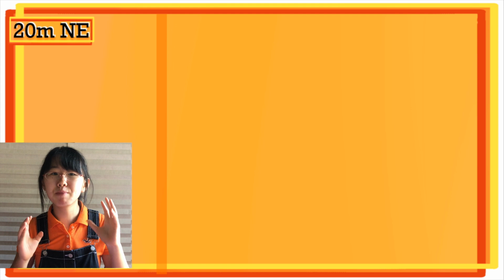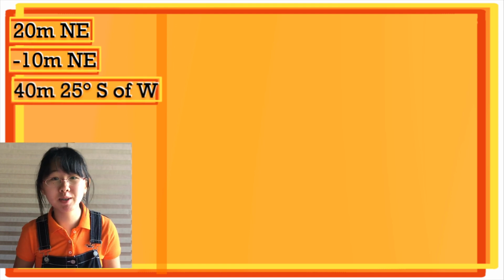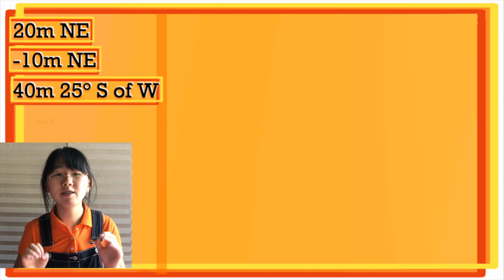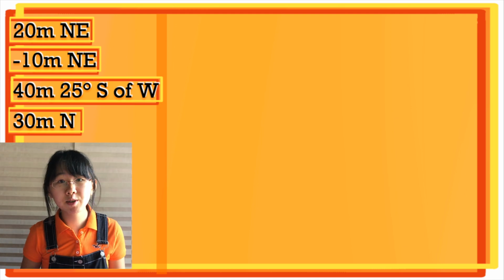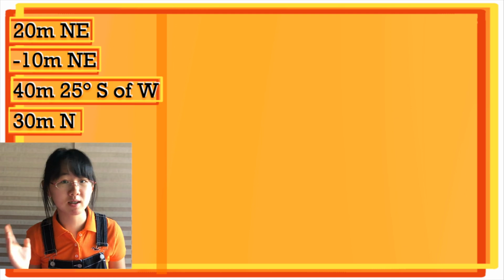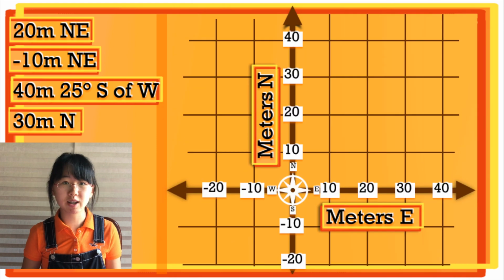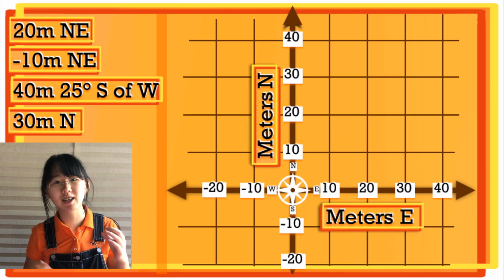What's my displacement if I travel 20 meters northeast, then backtrack 10 meters, then travel 40 meters 25 degrees south of west, and finally 30 meters due north? Since we know that the problem is once again using north, south, east, and west, we can label our graph the same way that we labeled our last one. So let's take a look at the vectors involved.